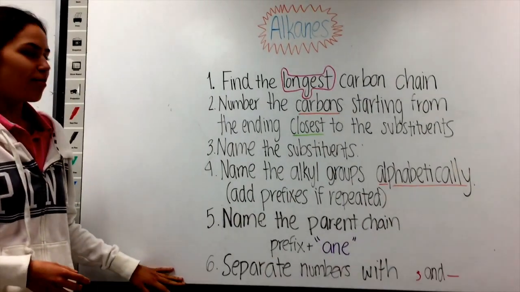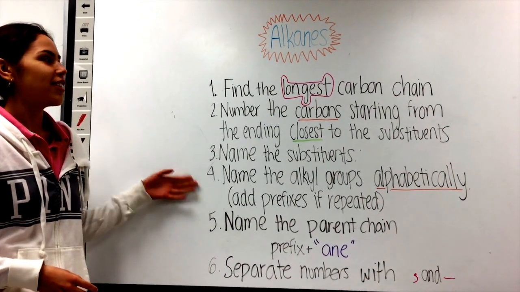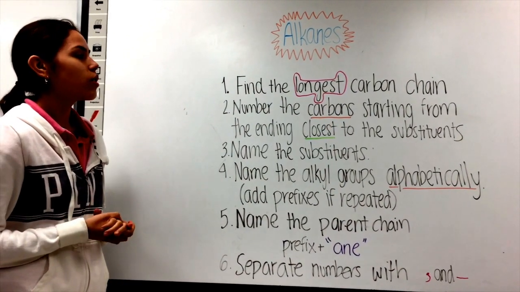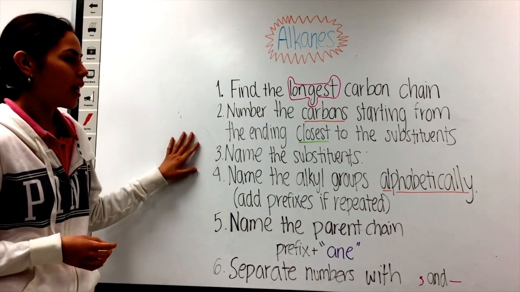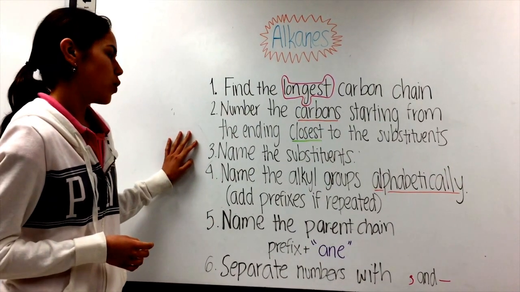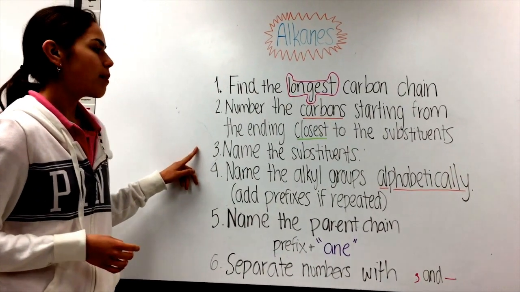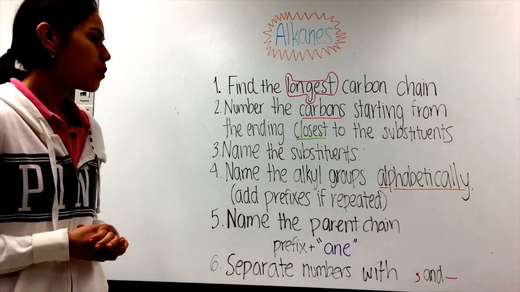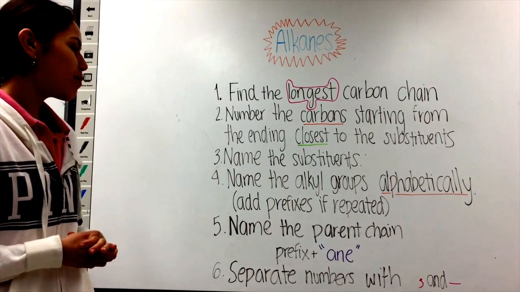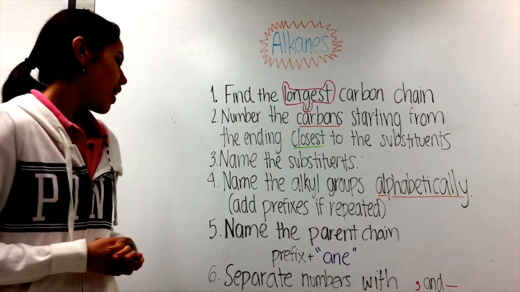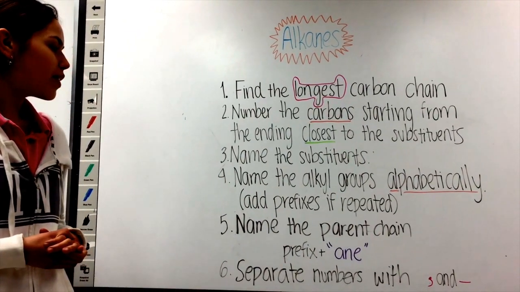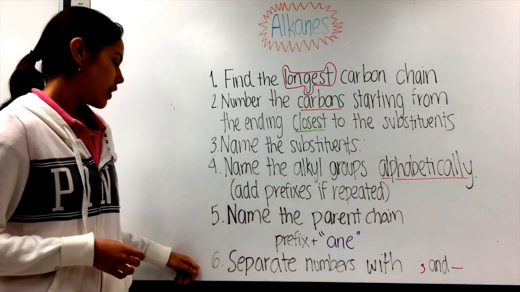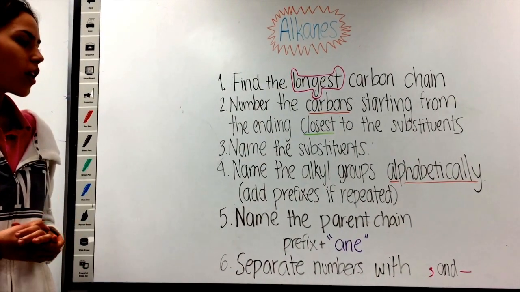There are 6 main rules for naming alkanes. The first one is to find the longest carbon chain. The second one is to number the carbons starting from the end closest to the substituents. The third one, name the substituents. The fourth one, name the alkyl groups alphabetically. Add prefixes if repeated. And the fifth one, name the parent chain, prefix at end. And the final is to separate numbers.